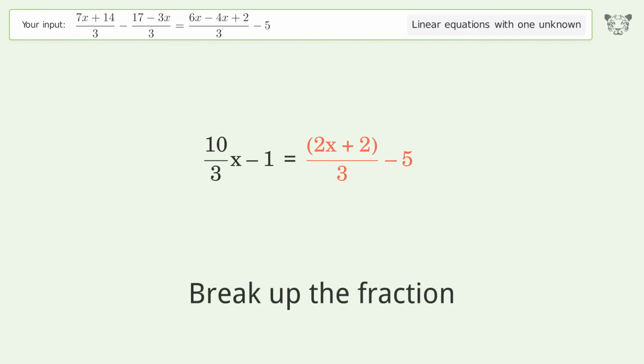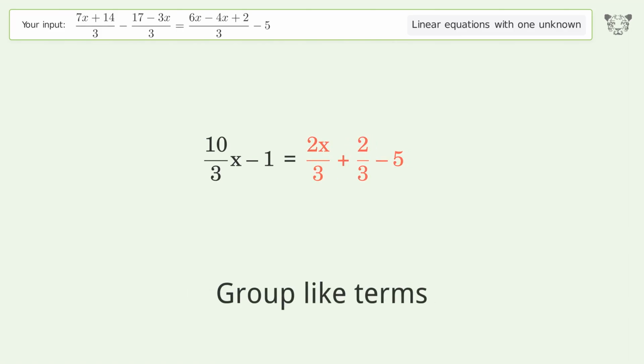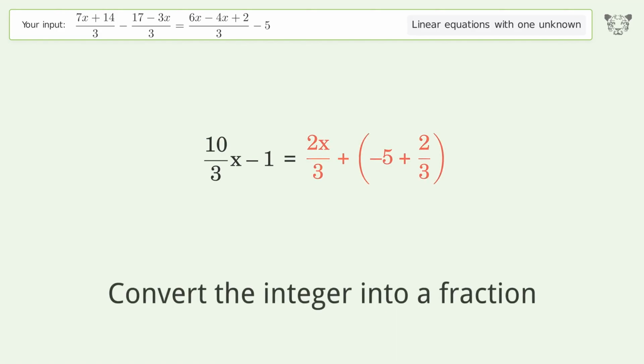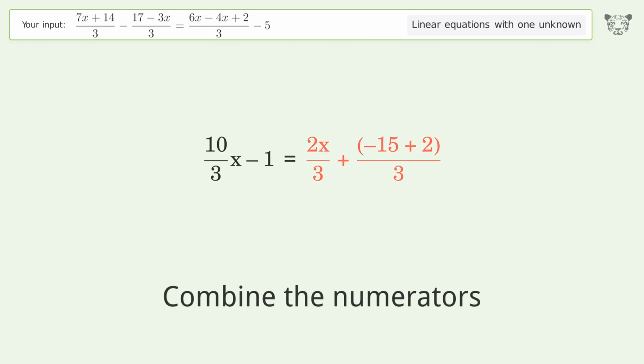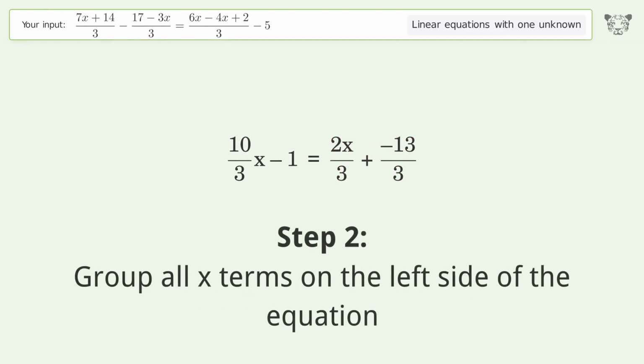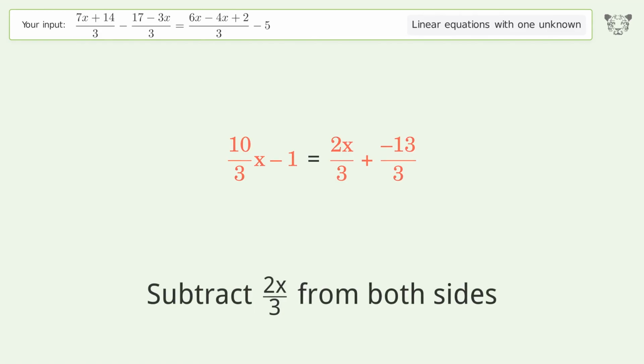Break up the fraction. Group like terms. Convert the integer into a fraction. Combine the fractions. Combine the numerators. Group all x terms on the left side of the equation. Subtract 2x/3 from both sides.